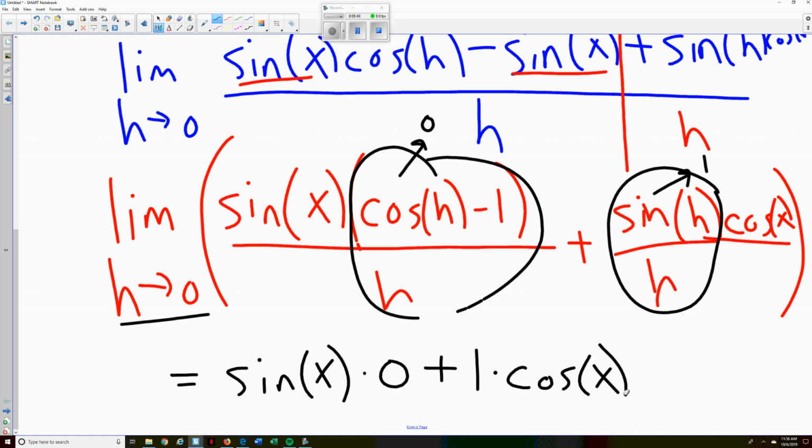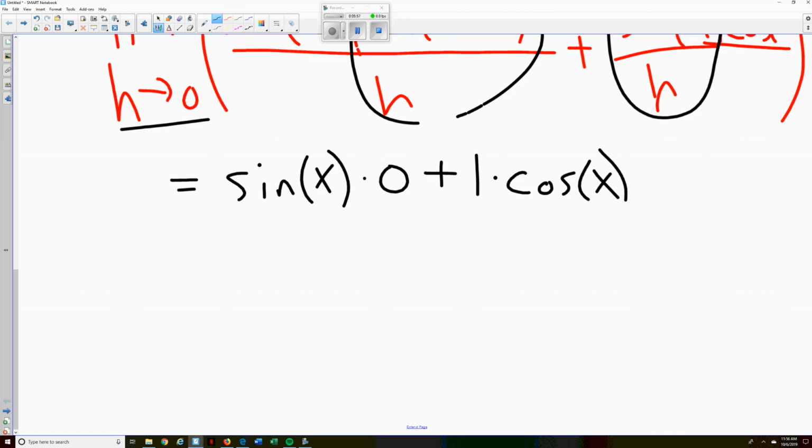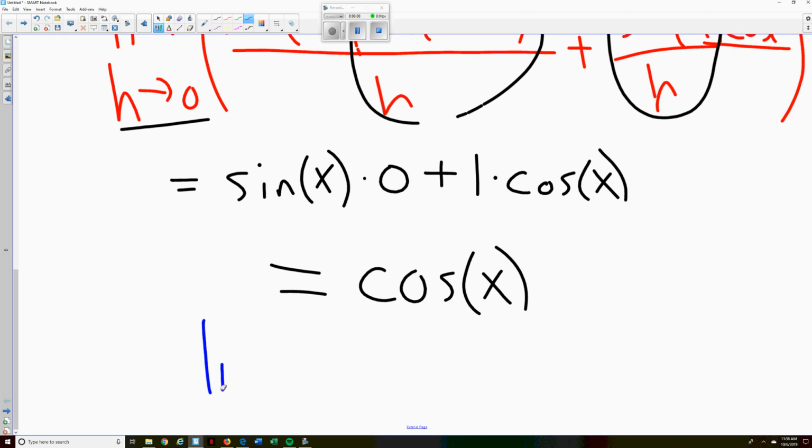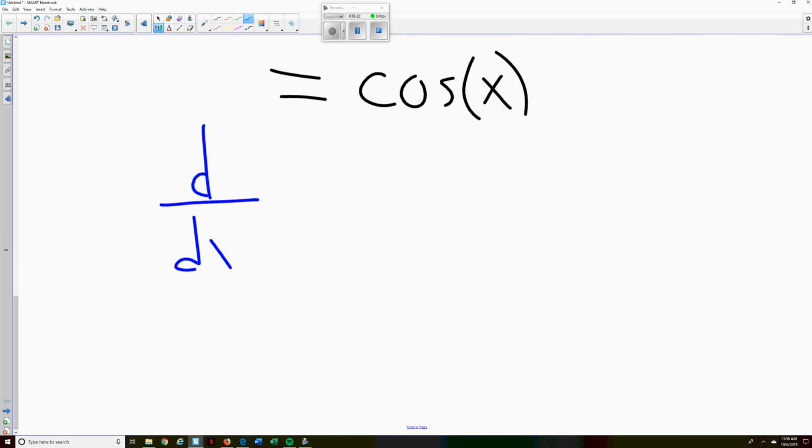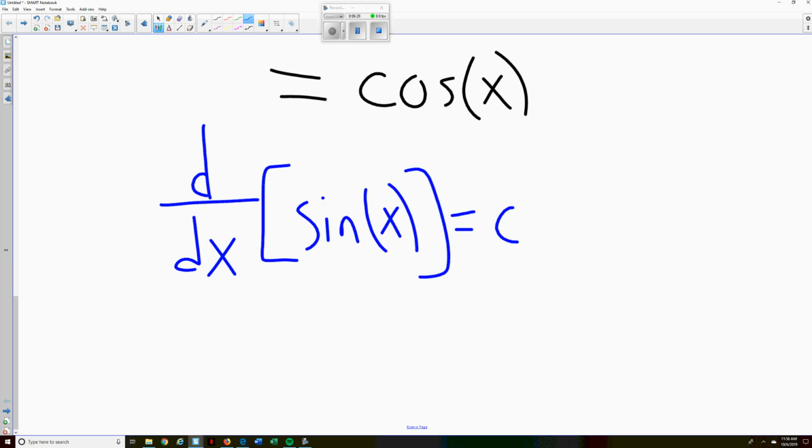And so when we simplify that, what we get, that whole expression right there just equals cosine x. So to recap, and this is something you can know, you don't have to know this derivative and the limit, you don't need to know that, but the derivative of sine x equals cosine x.